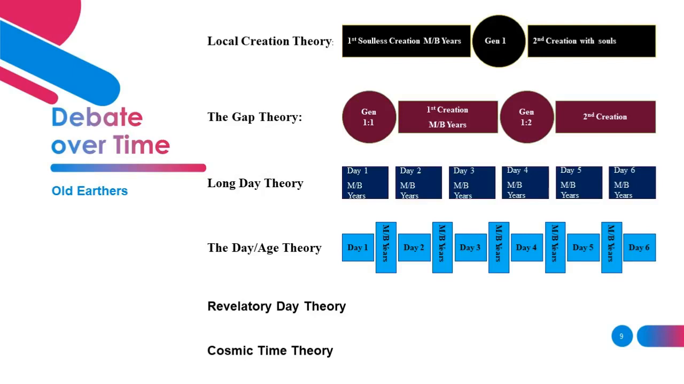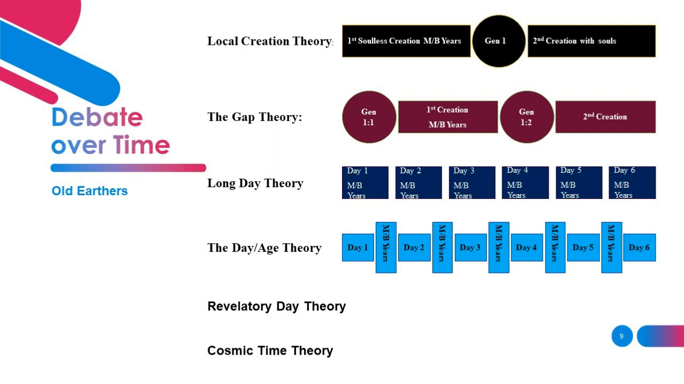Local creation theory, they put a previous creation before Genesis 1, and then God created the second creation in Genesis 1. There's the gap theory. They put a gap between Genesis 1:1 and Genesis 1:2, just to compromise or accommodate for the pseudoscience that we are bombarded with. Long day theory, the day is millions and billions of years, so every day in the creation has lasted for billions of years. So you have, say, 300,000 million years daytime and 300,000 million years nighttime, which is not logic, of course.